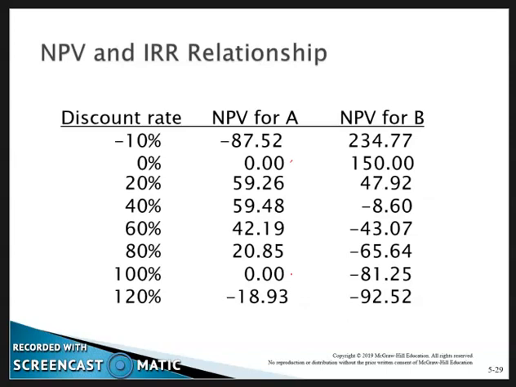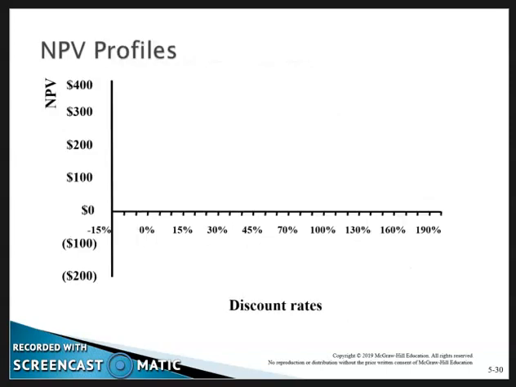The NPV for Project B is much more straightforward. If I recall, the IRR was 36% or something of that nature, which makes sense that the dividing line would be right here. All right, so we can graph the NPV profiles.